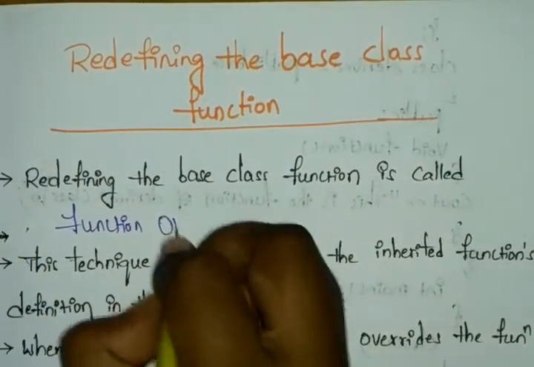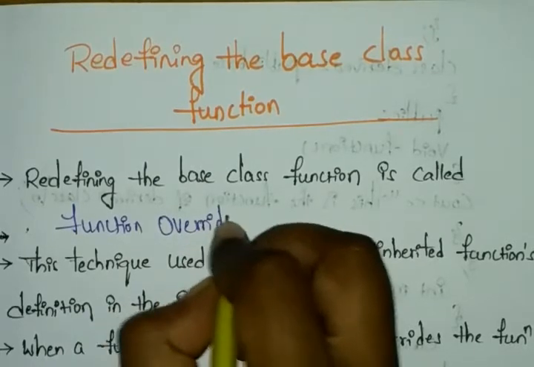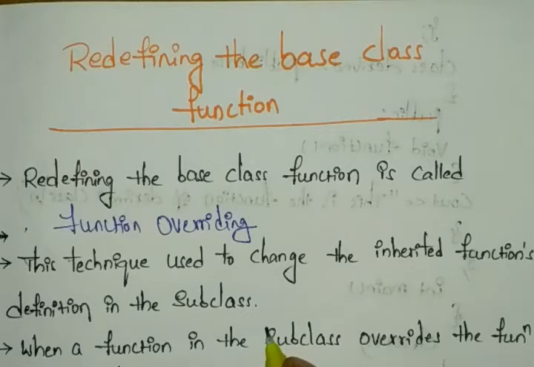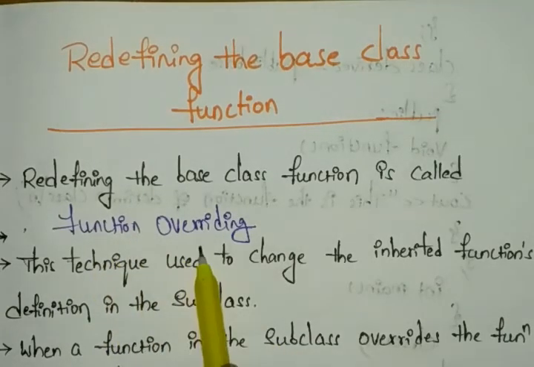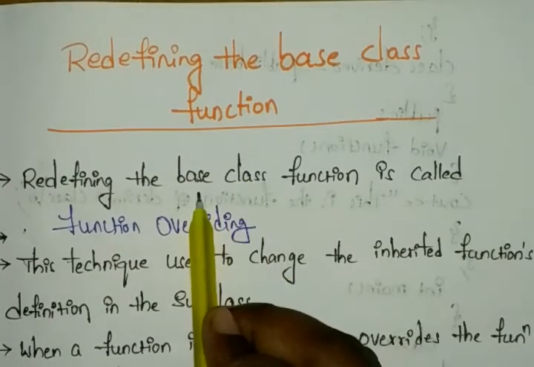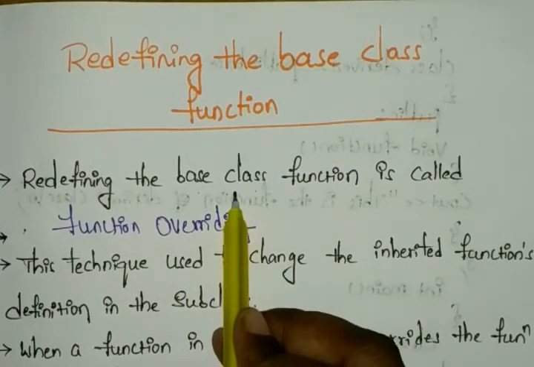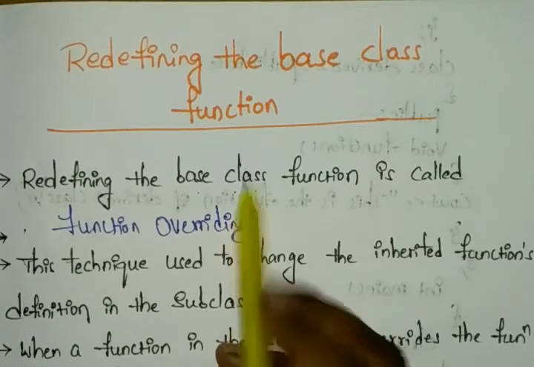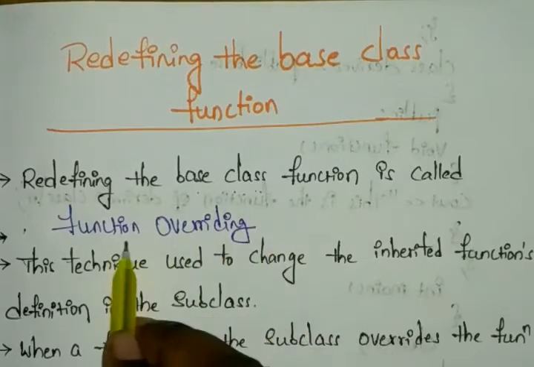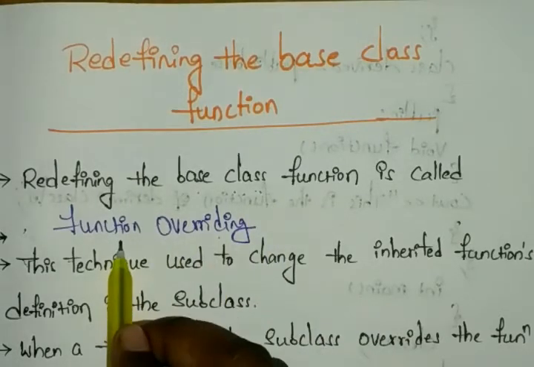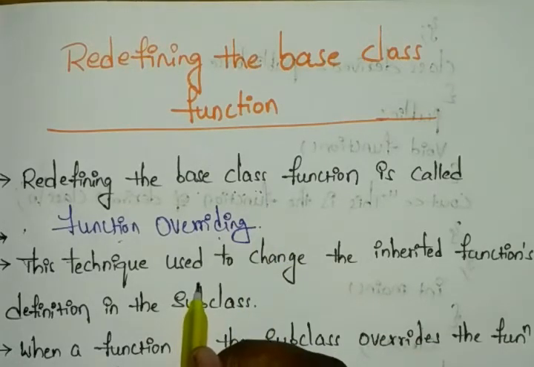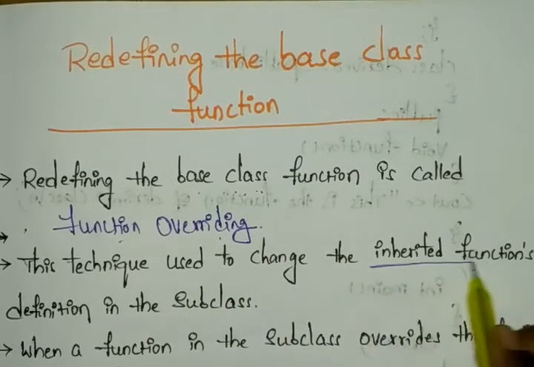Function overriding means whatever function we are writing several times, we can call function overriding. If you write the base class functions several times in our program, then automatically our function will be overridden. And this technique is mostly used to change the inherited functions.